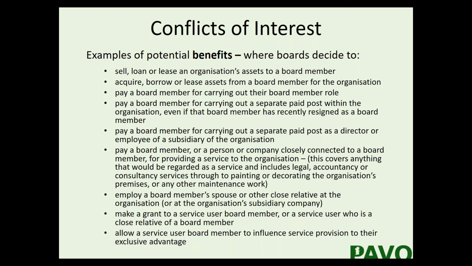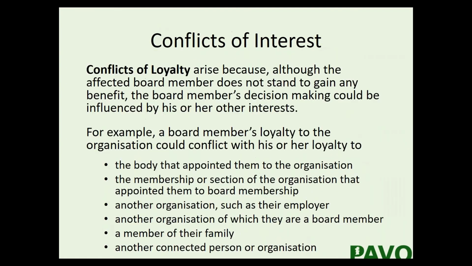I'll leave you to go through that. I won't read that out slavishly, so you'll be getting the idea. There's things on there in terms of employer, board member's spouse, or other close relative at the organisation. These are all potential areas where you'll be conferring a benefit. And again, it doesn't necessarily rule it out, but you just have to manage how you actually approach these situations. We mentioned earlier, the final one there, allow a service user board member to influence service provision to their exclusive advantage. It's where it's exclusive that there is an issue. It's where you're receiving a benefit that others who are helped by the charity don't receive.